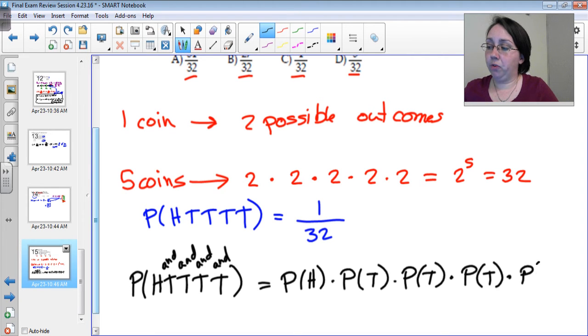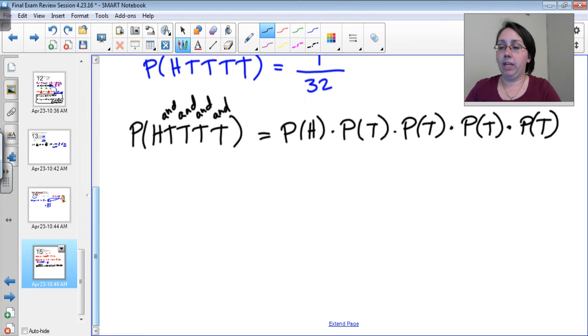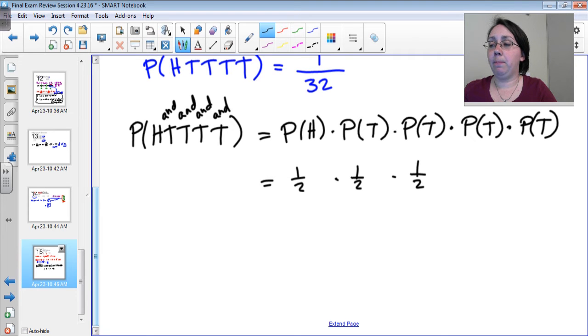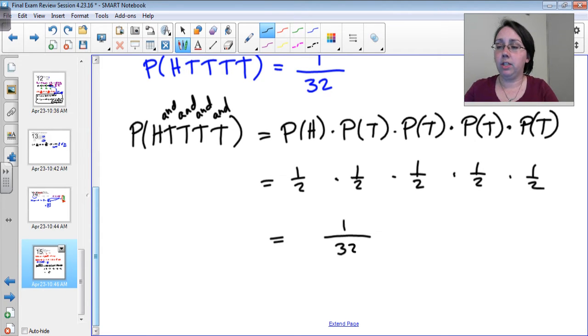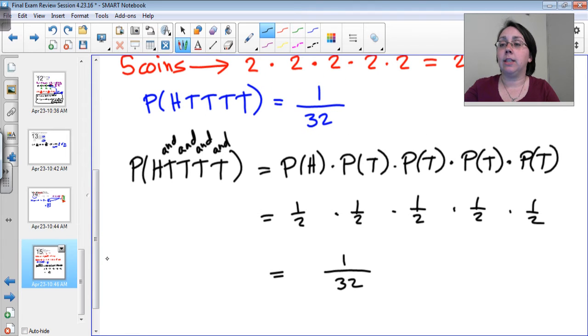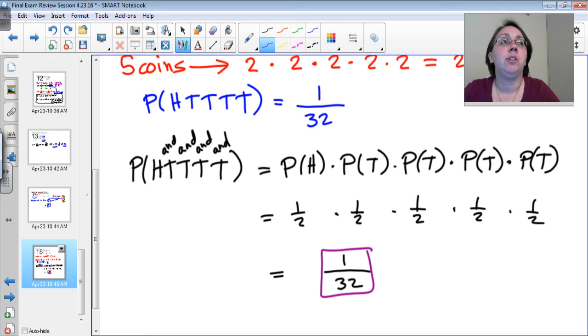There are 2 different ways to approach the problem, depending on which section we were in, how I showed you to do it. So each of these has a 1/2 probability, and because they're independent, you just multiply them all together, and you still get 1/32. 2 different ways to look at the same problem. It's up to you which way you do it. Especially since it's multiple choice, you can even just guess.